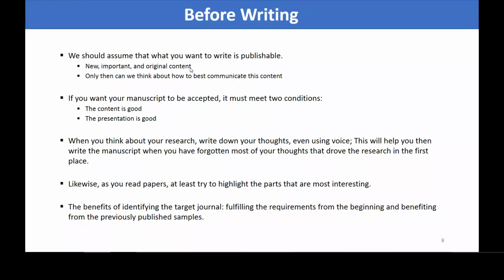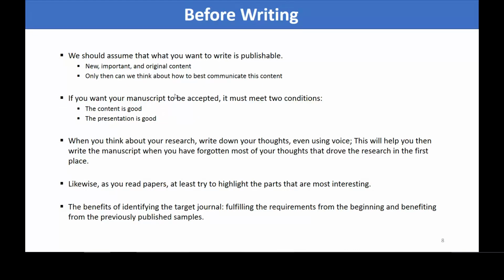It should be new, especially if we talk about publishing in good or top-tier journals, especially if you are at a stage where you are supposed to produce new knowledge. This is the traditional definition of research: producing new knowledge. And it should be important, so it's not trivial, and it should be original, so it was produced by you. And only then can we think about how to best communicate this content in the form of a paper or article or whatever.